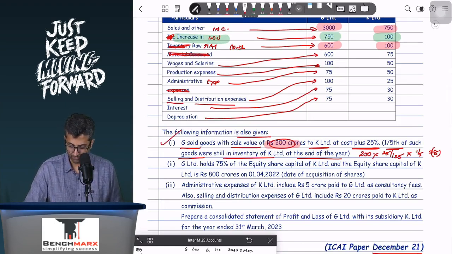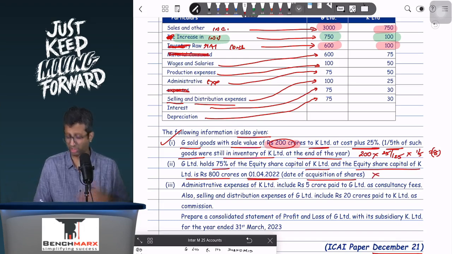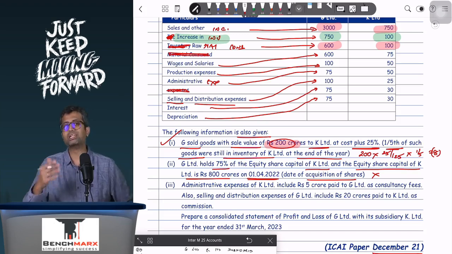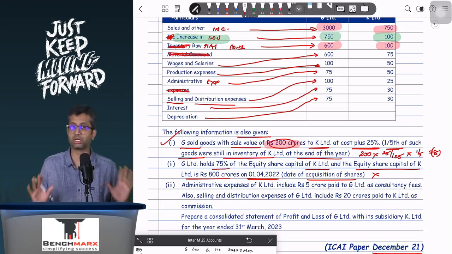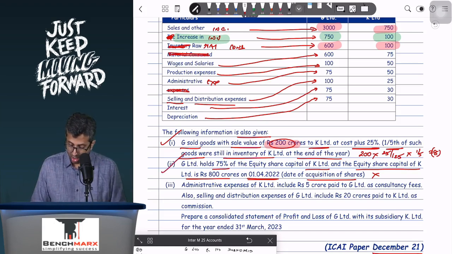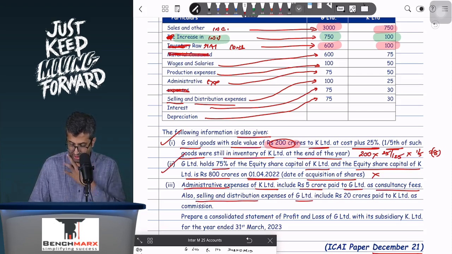Point number 2, G holds 75% of equity share capital of K, and the equity share capital of K is 800 crores as on 1st April 2022. That is the date of acquisition. Does not really matter. 25% is attributable to minorities, but we consolidate 100% of the income, 100% of expenses. We don't need to show the minority allocation, at least in the consolidated P&L. Admin expenses of K include 5 crores paid to G as consultancy fee. Also, selling and distribution expenses of G include 20 crores paid to K as commission.